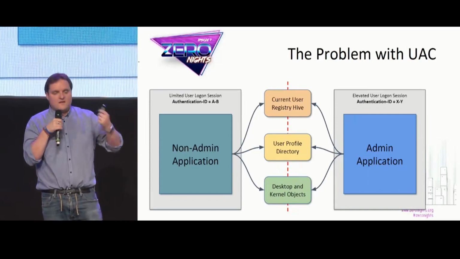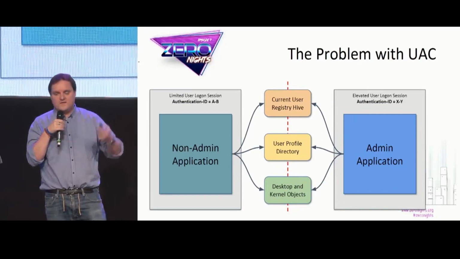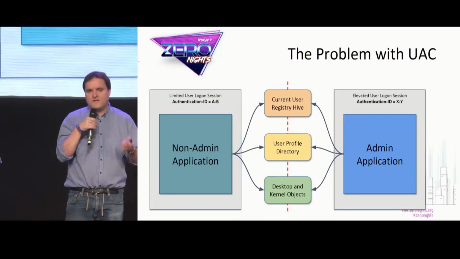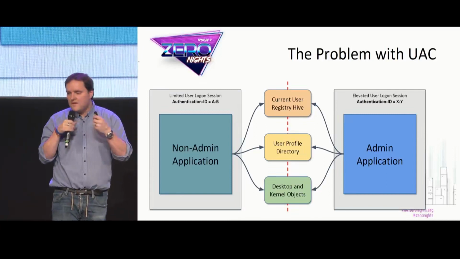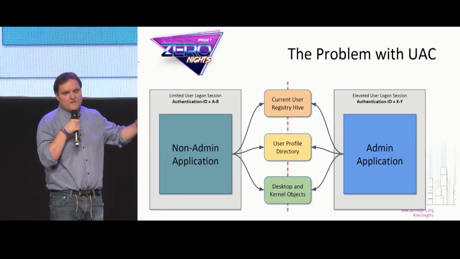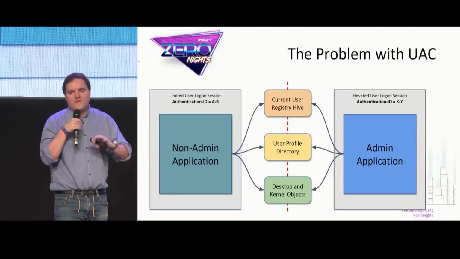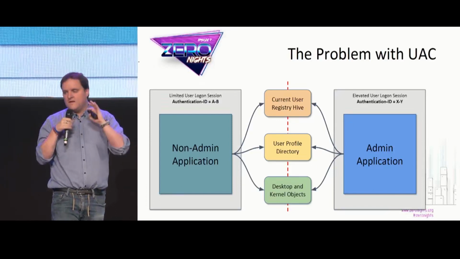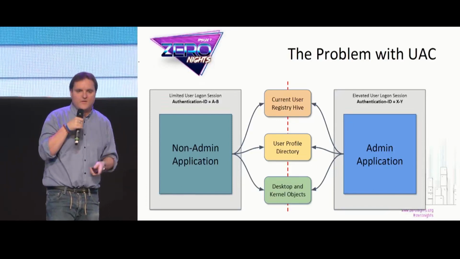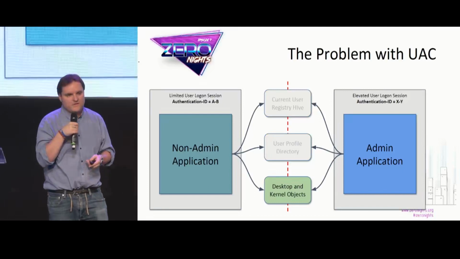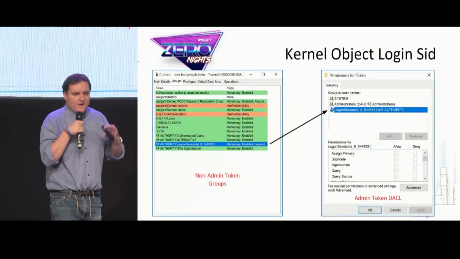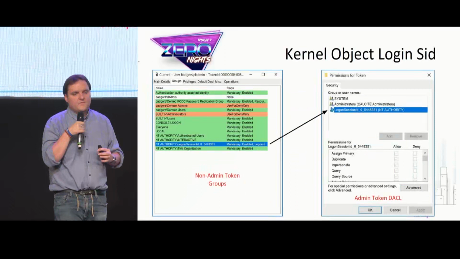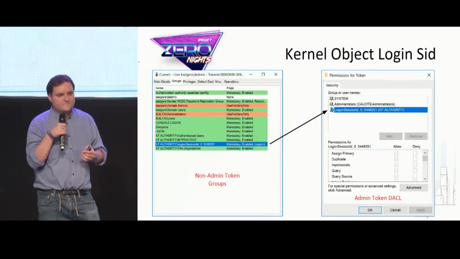Finally, there's desktop and kernel objects, and this is where I'm going to concentrate the rest of this presentation. A lot of the other attacks, so things like user profile and user registry hive, are your classic UAC bypass attacks, whereas desktop and kernel objects are a bit more specialized. So that's where we'll focus. And the thing we'll focus on specifically is something called the logon SID.